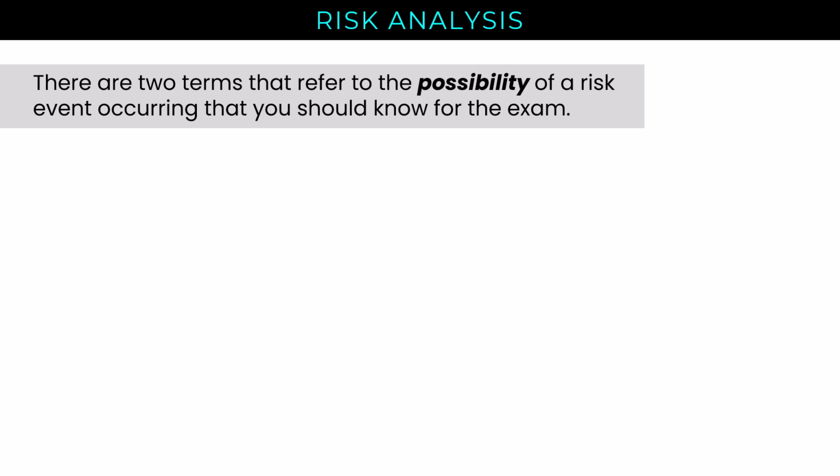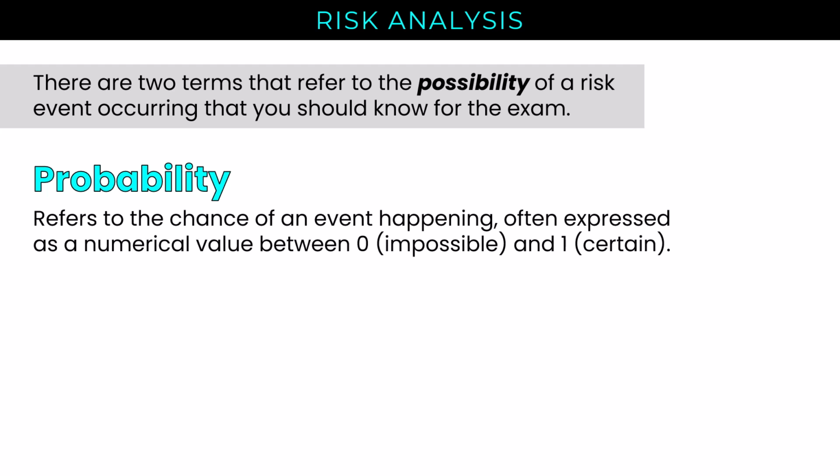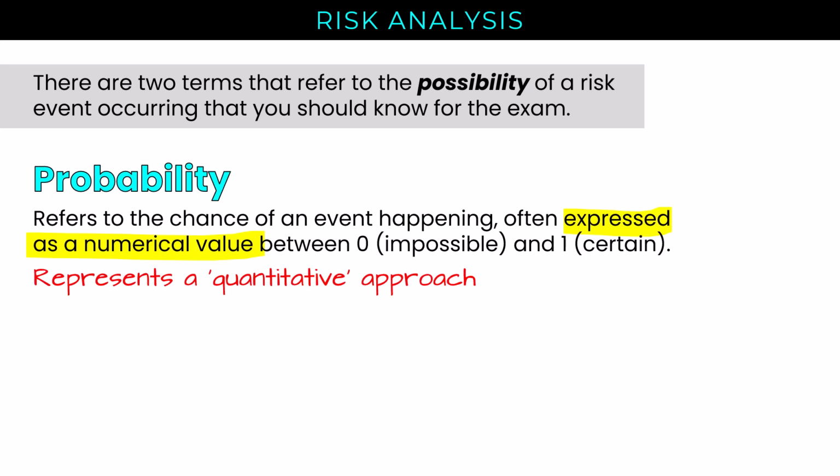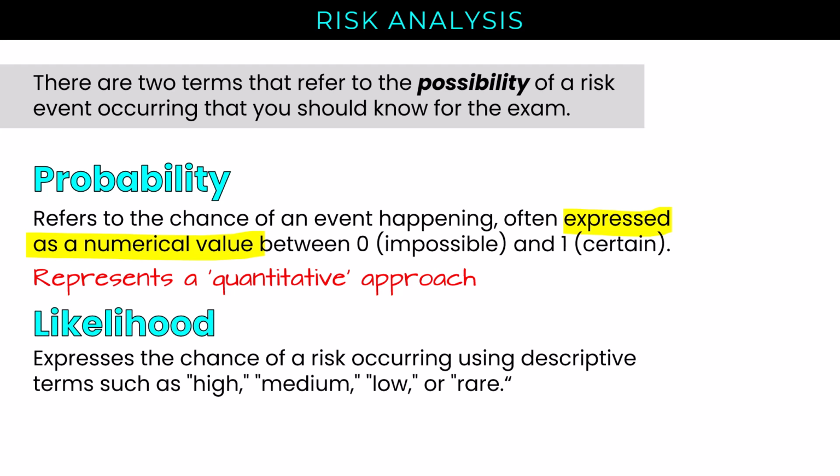So on the surface, they appear to be synonyms, and they are, but there's a subtle difference. So we have probability, which refers to the chance of an event happening. It's often expressed as a numerical value between 0, which is impossible, and 1, which is certain. So probability represents a quantitative approach, much like quantitative risk analysis. And then we have likelihood, which expresses the chance of a risk occurring using descriptive terms like high, medium, low, or rare. This represents a qualitative approach.